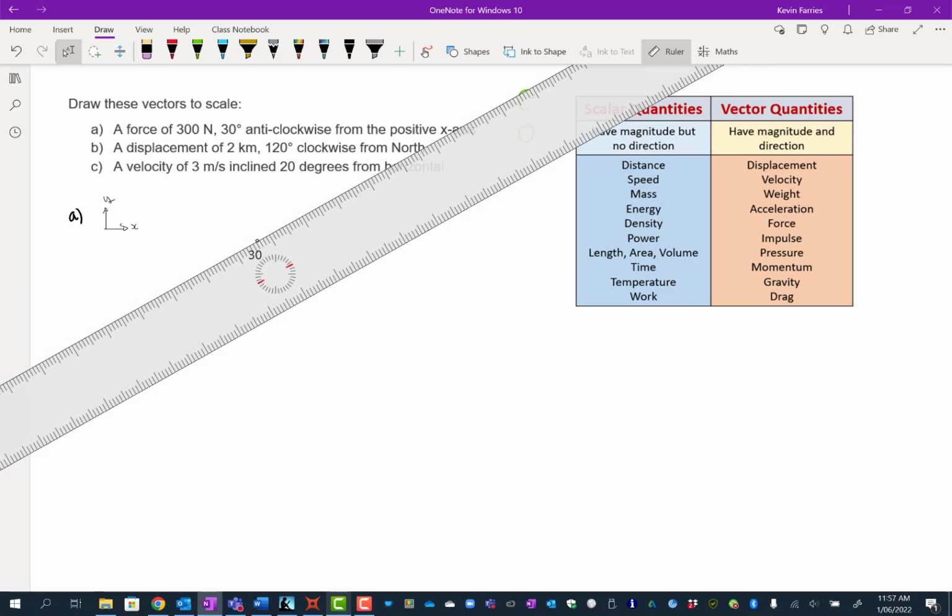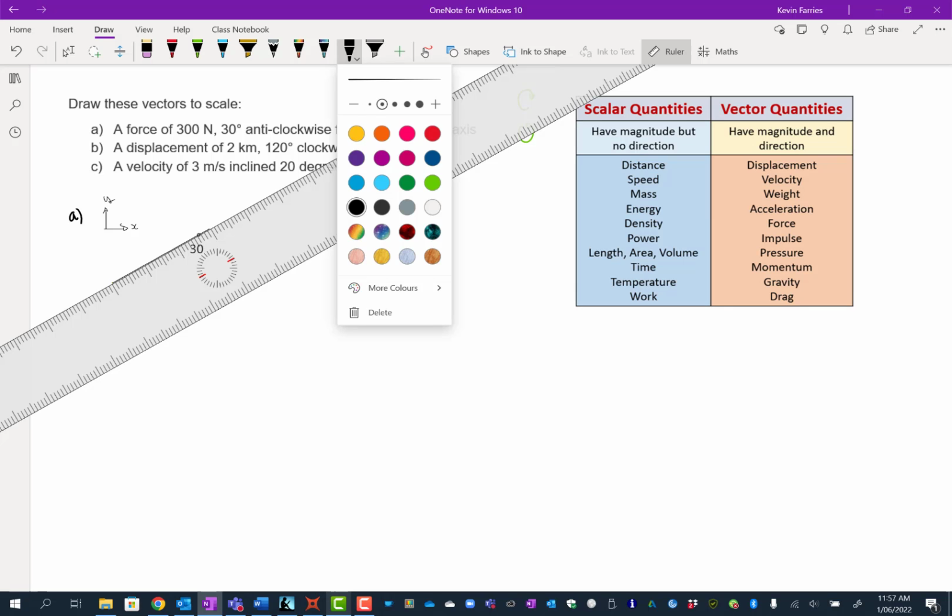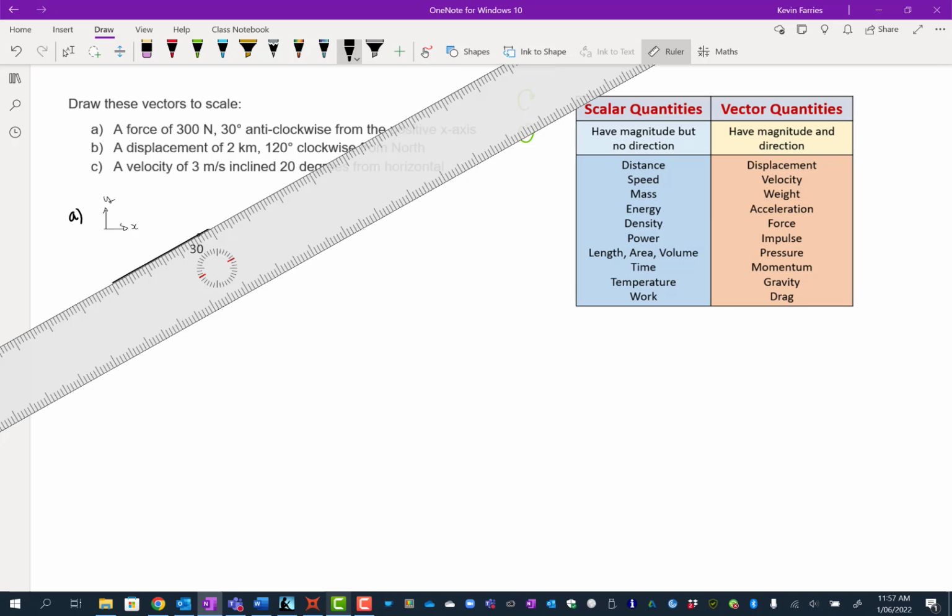And then we want to just draw a line to represent the magnitude, and we're going to do it to scale. And so we've got 300 newtons. I'll just do 1 division as 10 newtons, so that'll give me 100, 200, 300. I should have done that in the thicker pen, just to show that this is our vector.